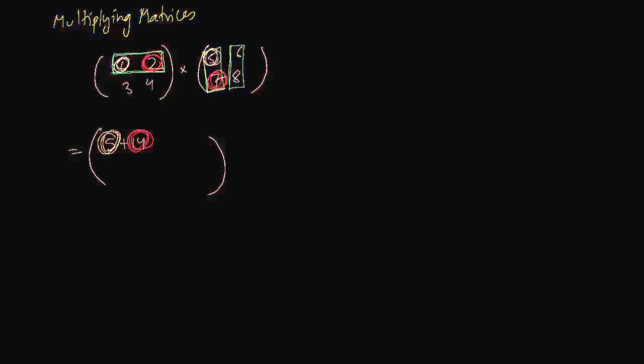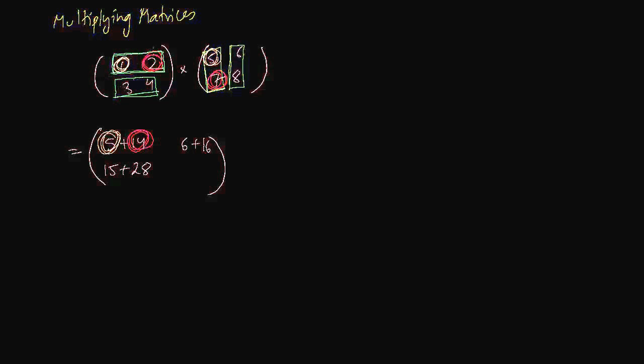Then it turns out to be 1 times 6 is 6 plus 2 times 8 is 16. And we proceed to the next one. So the next row here is 3, 4. So when we do this, it becomes 3 times 5 is 15 plus 4 times 7 is 28.